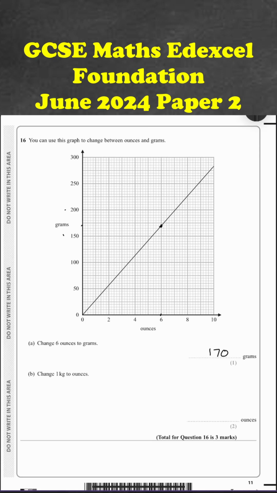Part B, change 1 kilogram to ounces. This does not go up to a kilogram, so we're going to have to extrapolate. It's a straight line, it's not a curve. So if we look at 100 grams, it's about here. And if we look down, this is going to be 3. 0.2 is going to be each tiny little square, as it's 5 squares for 1. So that is exactly between the second and the third square. So that's going to be exactly 3.5 for 100. So 1,000 or 1 kilogram is 10 times that. 3.5 times 10 is 35.